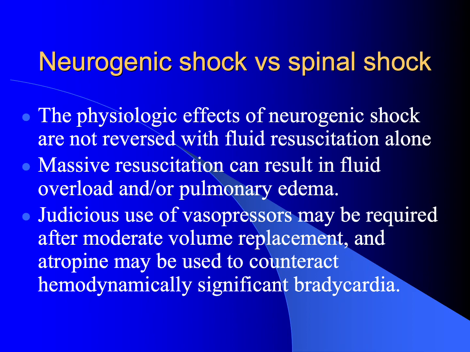Noradrenaline is a good first-line agent for neurogenic shock as it has both alpha and beta activity, hence can help to improve peripheral vasodilation and bradycardia. Apart from vasopressor, atropine may be used to oppose vagal tone and counteract hemodynamically significant bradycardia.